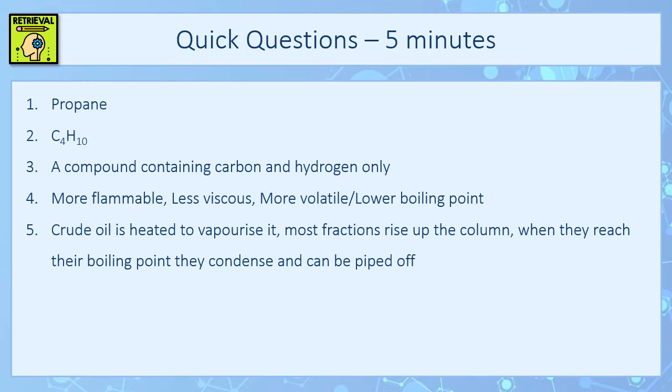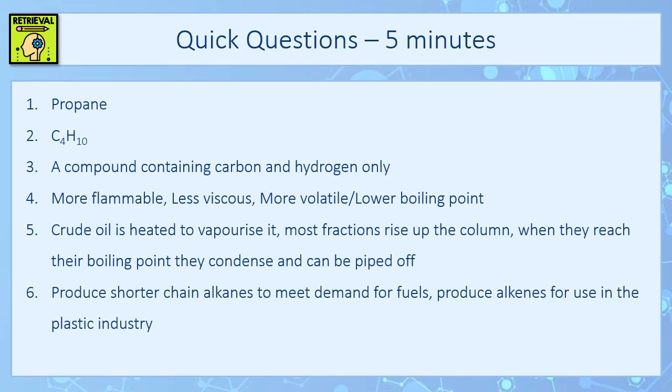The method of fractional distillation is described here. So you heat the crude oil, most of the fractions will evaporate and rise up the column. When they reach their boiling point, they will condense into liquid again and can be piped off the side. Cracking will produce shorter chain alkanes that meet our demand for fuels, and it also produces alkenes which are useful in the plastic industry. And finally, the test for alkenes is that bromine water will turn colourless.